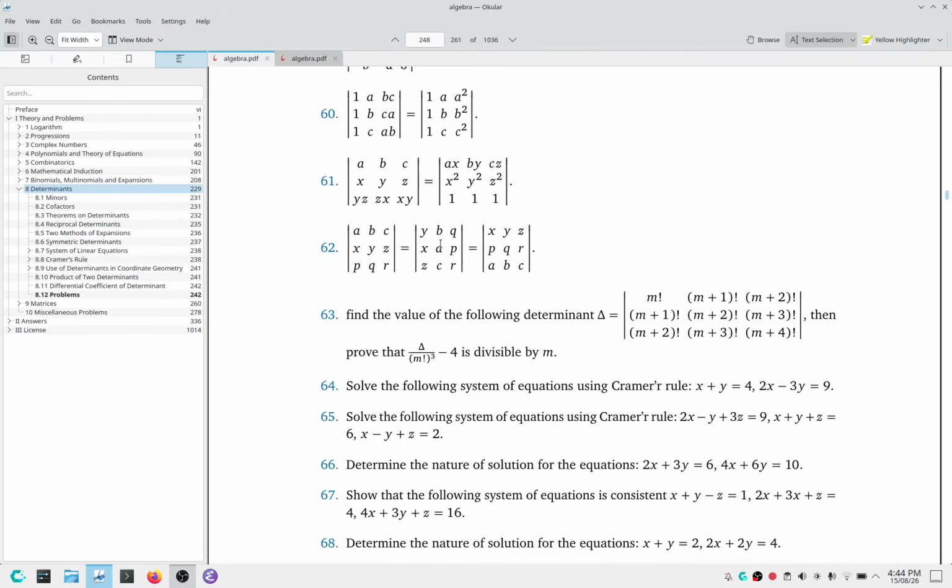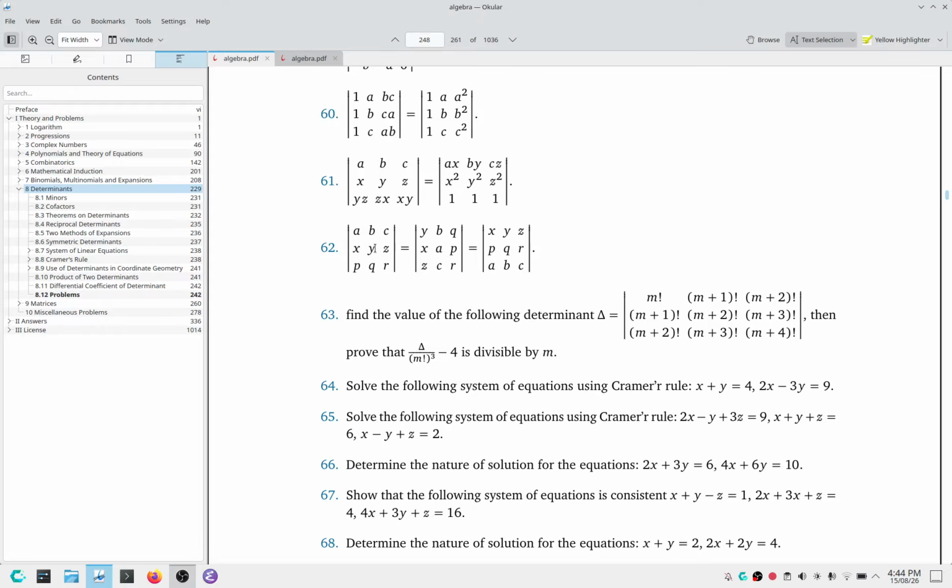Now question 62 says that we have to prove that the determinant ABC, XYZ, PQR is equal to ZCR, YBQ, XAP, XYZ, PQR, ABC. So this third form and first form, you can see that it is a row change of two rows. So first row is changed with third. Yeah. So third row is correct.